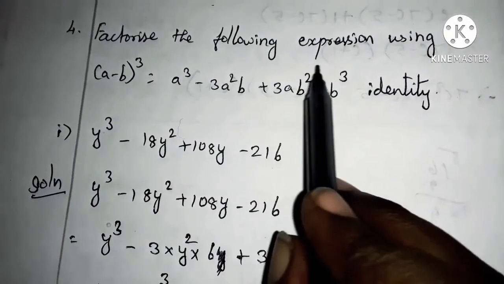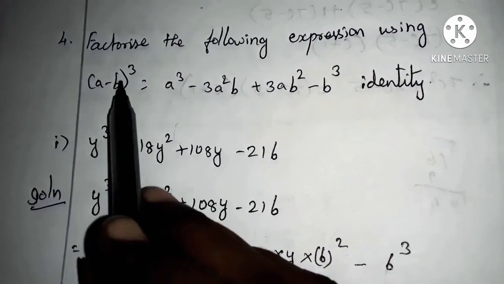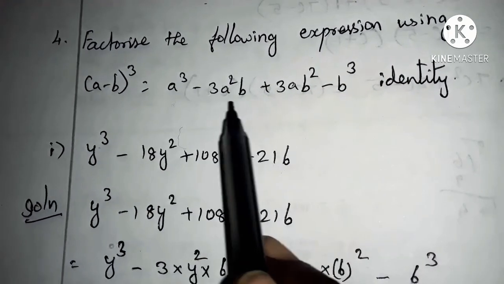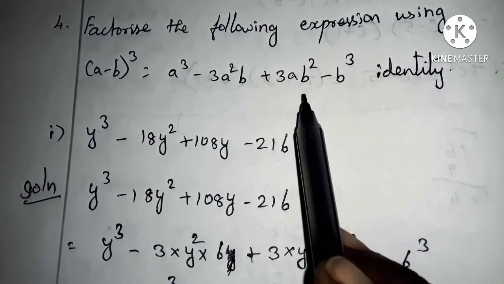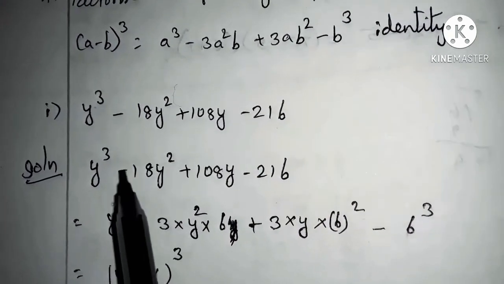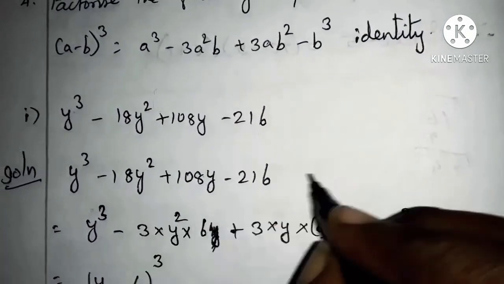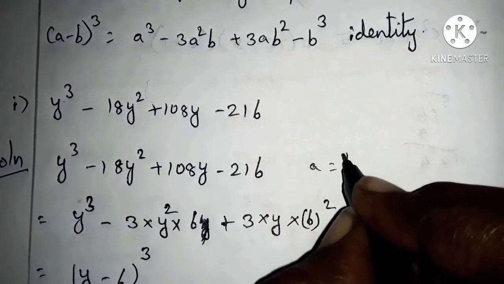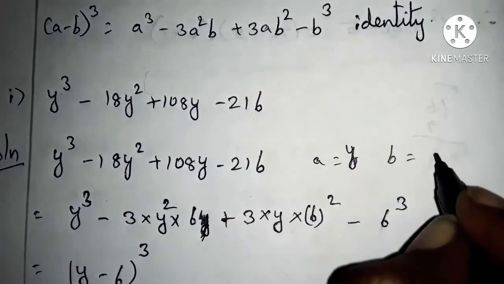Fourth sum, factorize the following expression using a minus b whole cube equal to a cube minus 3a square b plus 3ab square minus b cube identity. Here also first you have to find out the value of a and b. Here the value of a is y and the value of b is 6.